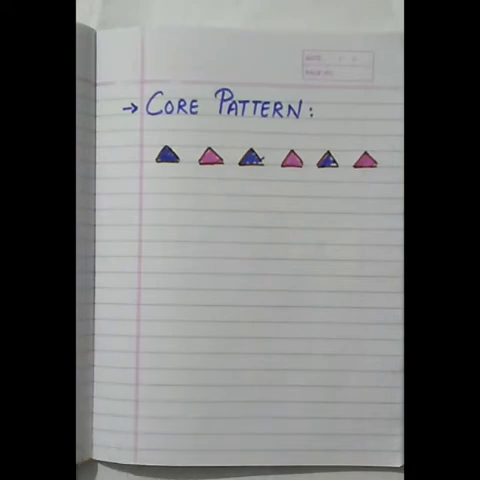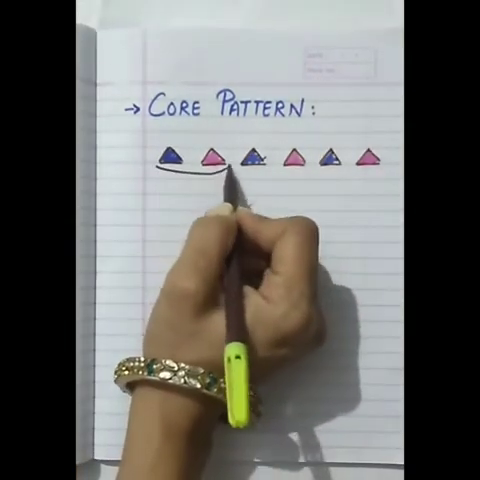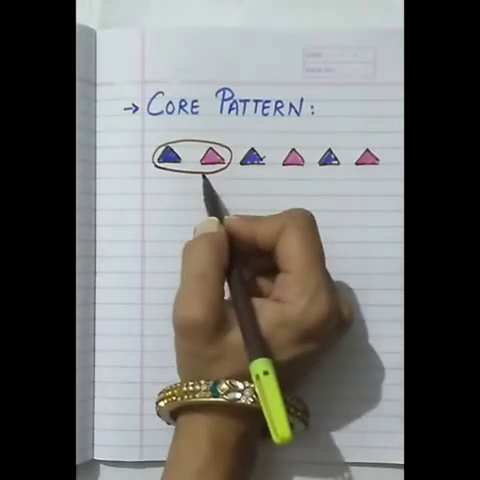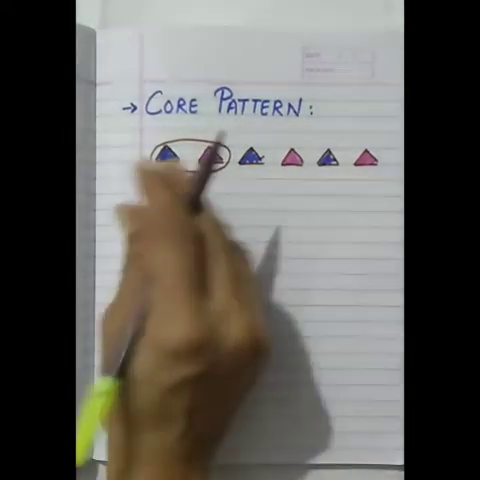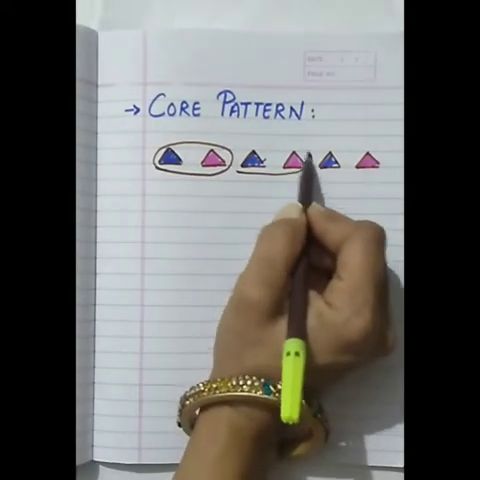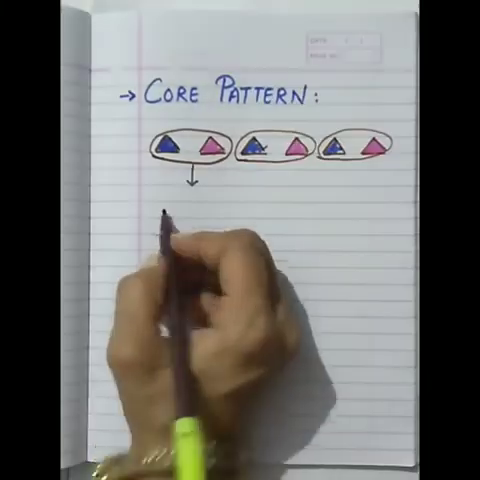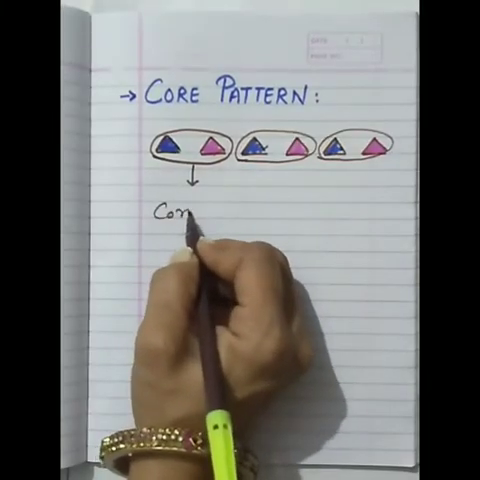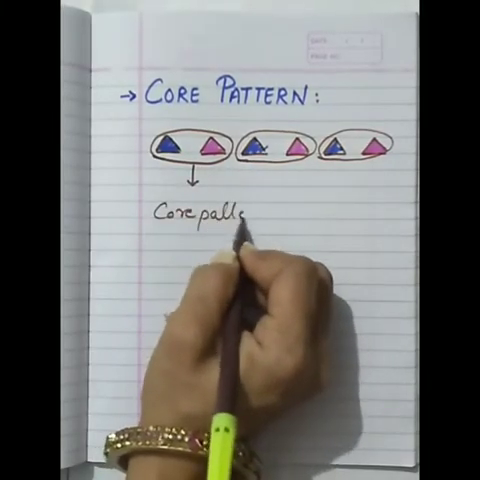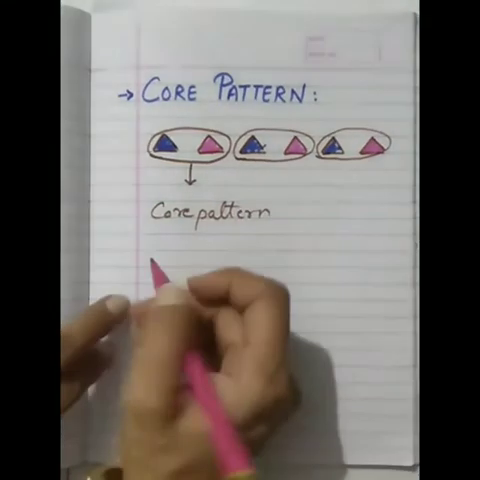Here we can see the pattern of colors that is repeated. So what will be the core pattern of this? Blue, pink. This is the core pattern of these complete shapes. See, this is the core pattern. This sequence is repeated. This is what we call the core pattern. Got it? Now, let's see one more example.